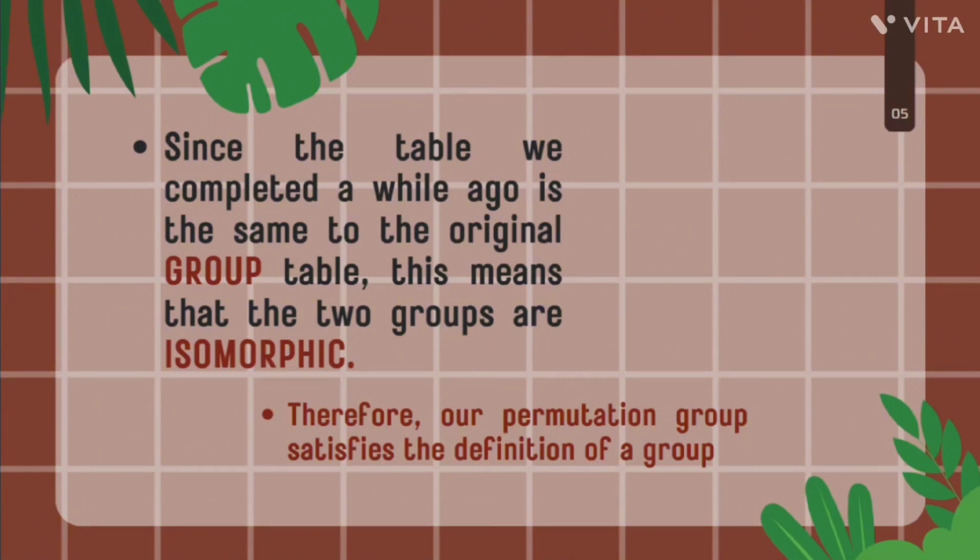So, we don't need to do the conditions or the 4 conditions, which are the closure, associativity, inverse element, and identity element. Since it is the same doon sa ginawa nating project number 1, therefore, we can conclude that our table group satisfies the definition of a group.